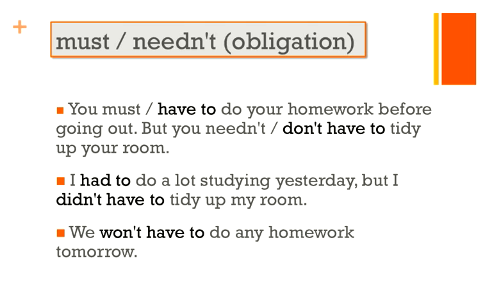And the same goes for the will future. You cannot use must and needn't in the will future. For example, the sentence is, we won't have to do any homework tomorrow. So please remember, have to for must and don't and doesn't have to for needn't. These are your substitute forms.